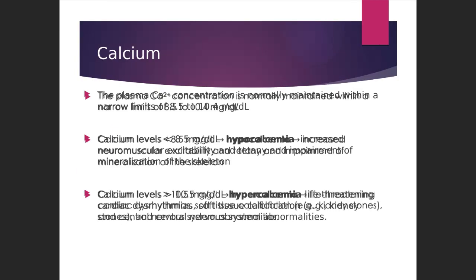This calcium is basically plasma calcium. The plasma calcium concentration is normally maintained within a narrow limit of 8.5 to 10.4 milligram per deciliter. So this is the basic thing, that the calcium maintained in the body is around 8.5 to 10.4 milligram per deciliter. First we'll see what happens with less calcium.